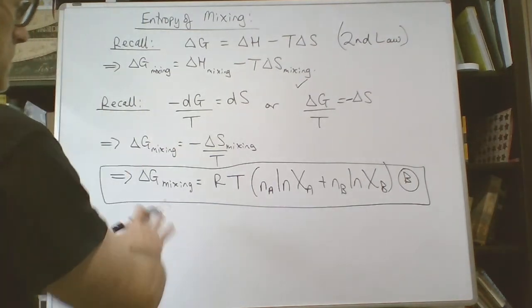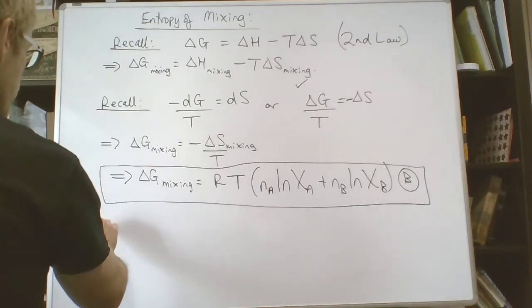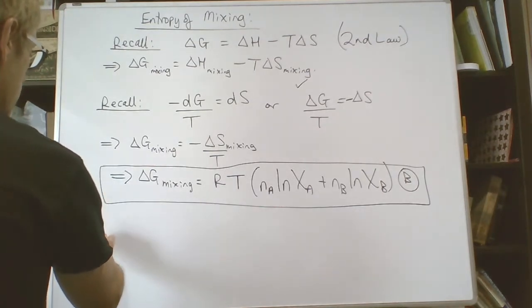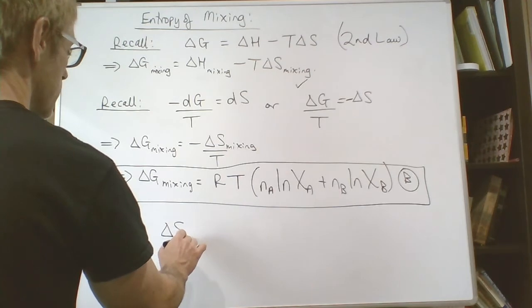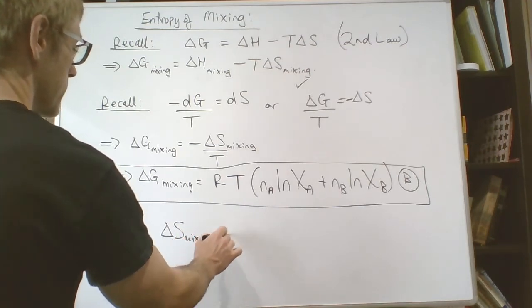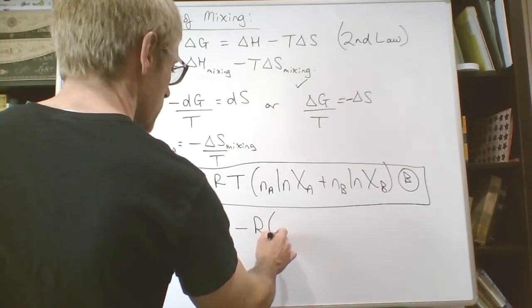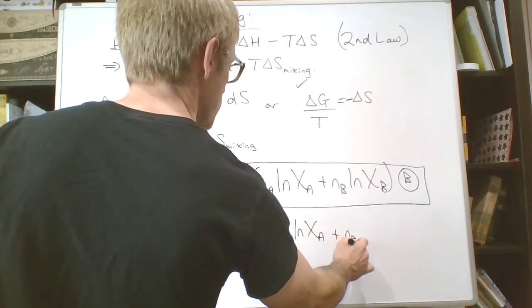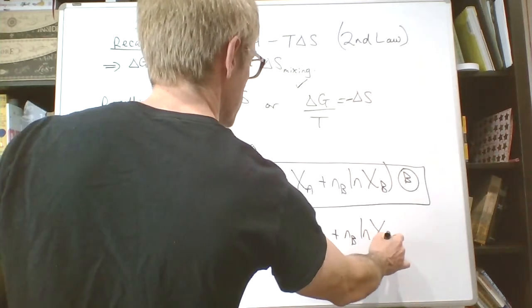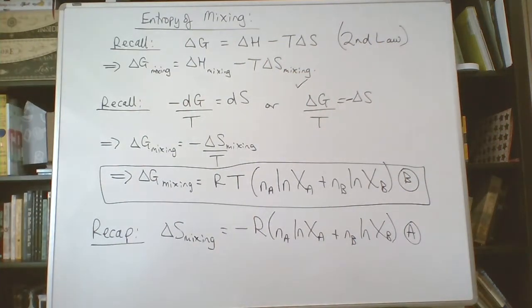Okay, so we have this expression here. I just want to double check that we're comfortable where this came from. Just want to recap the delta S mixing. We said that the delta S mixing was negative R, moles of A log mole fraction of A, and moles of B log mole fraction of B. We call that equation A. So I just want to recap that with everyone to make sure that there's not an issue.